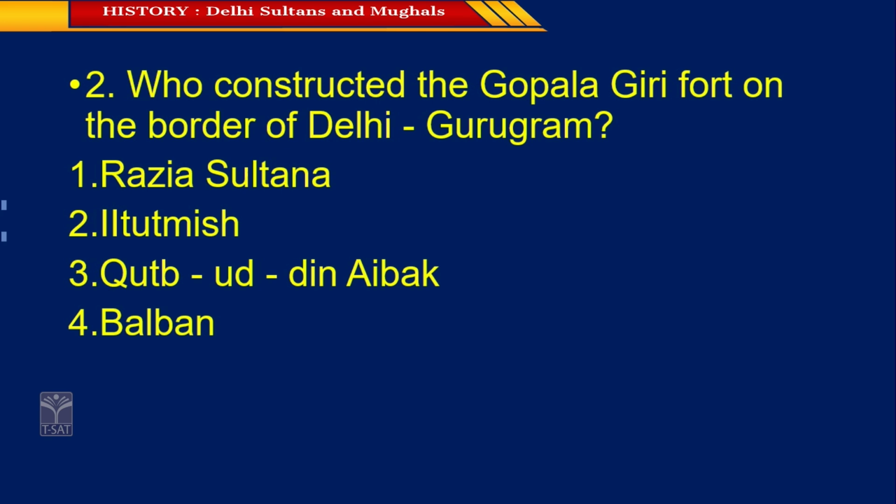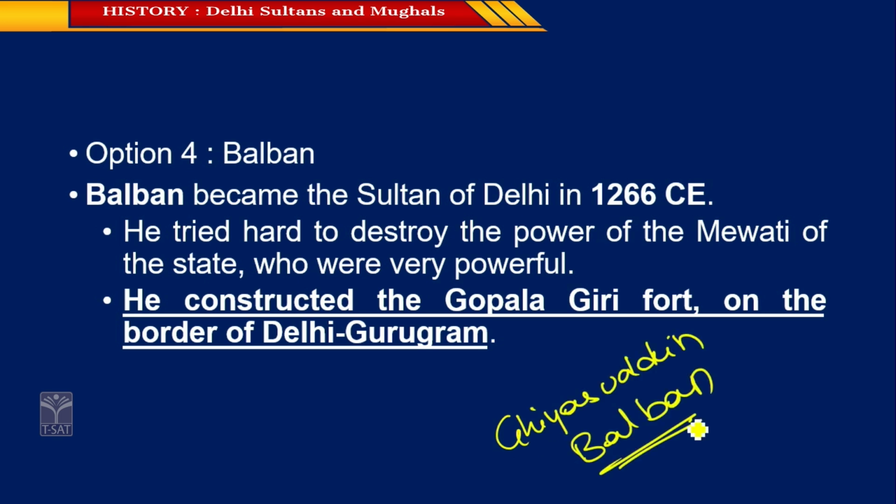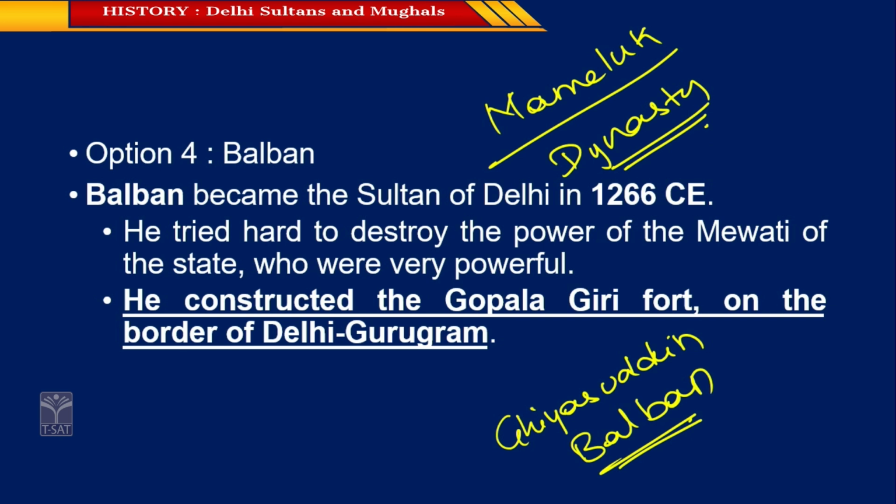Next question. Who constructed the fort on the border of the Delhi Gurugram region? Razia Sultana, Iltutmish, Qutbuddin Aibak, Balban. The answer is Balban, also called Ghiyasuddin Balban. Ghiyasuddin Balban was actually the last greatest king of the Mameluke dynasty of the Delhi Sultanate.